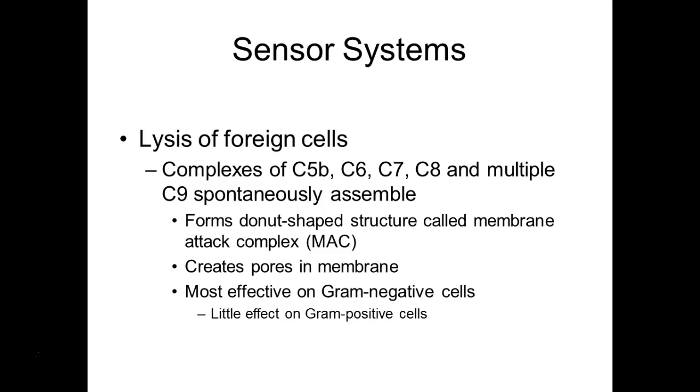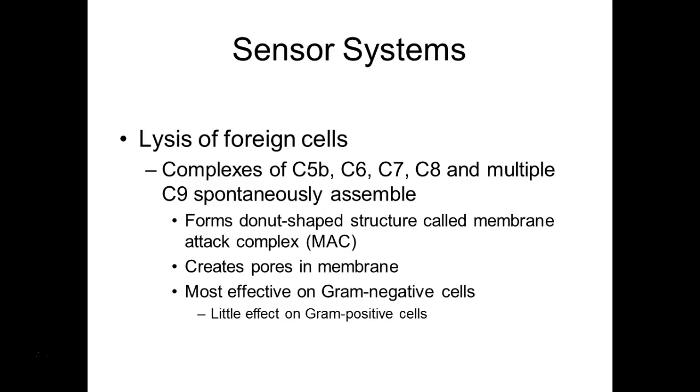So that cell lysis, right, C5a, C6, 7, 8, and several 9s. Don't need to memorize that list. Right? Just know that we call this the MAC complex, the membrane, and that's the important part there. This only inserts into membranes and creates the pores. So, it's most effective against gram-negative cells, less effective against gram-positive.